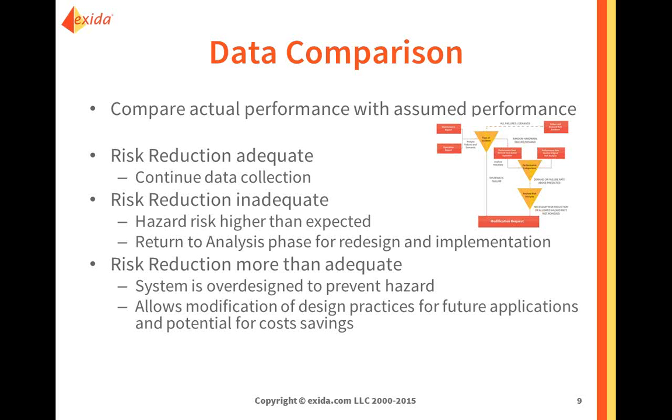So there's a lot of information to be gained out of the data comparison. How are we doing compared to what we predicted? And do we have enough risk reduction? Do we need more risk reduction?